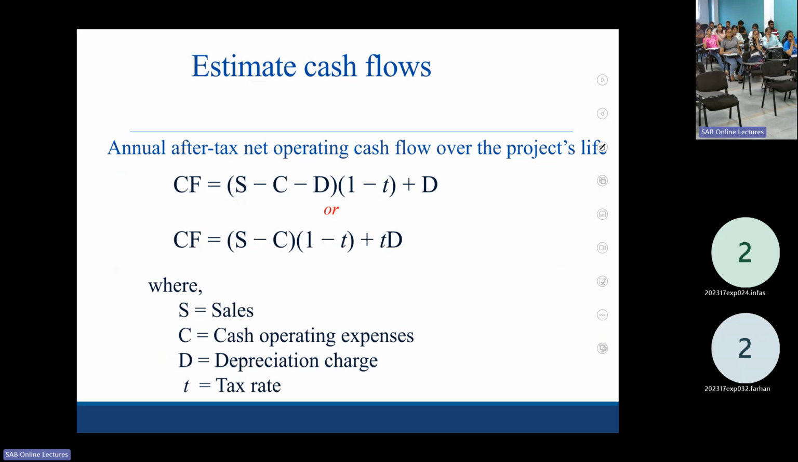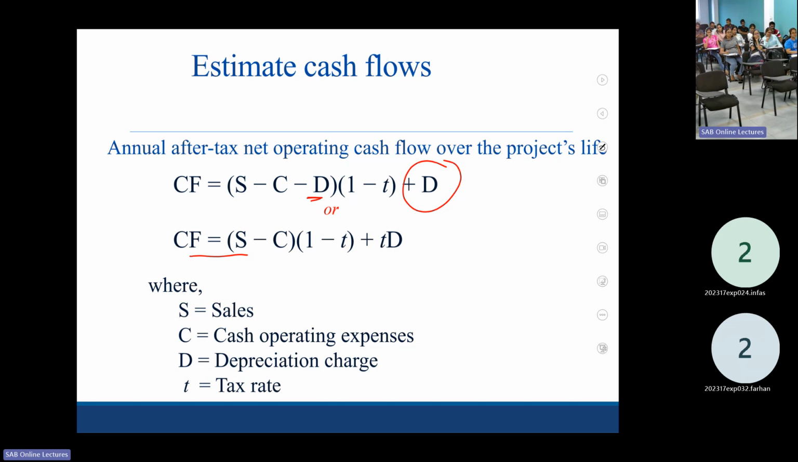Then this is the formula. You can see here, S is the sales minus expenditures minus depreciation. In the income statement, under the operating expenditures, we deduct the depreciation. Then we calculate the after-tax profit, and you will get the net profit. So we add back depreciation in order to get the cash.